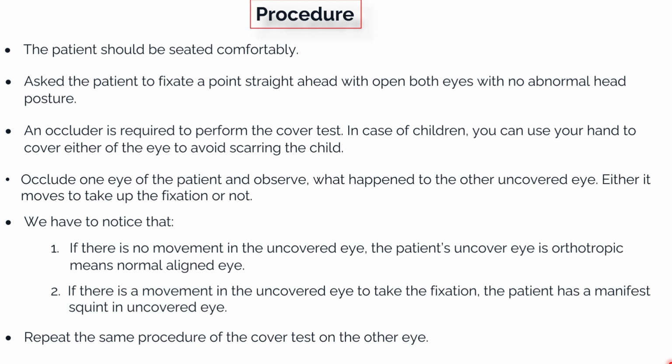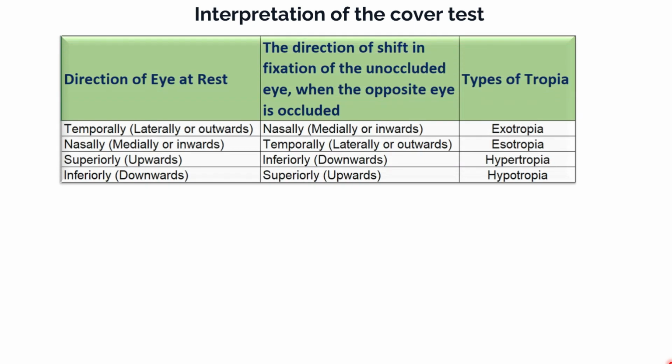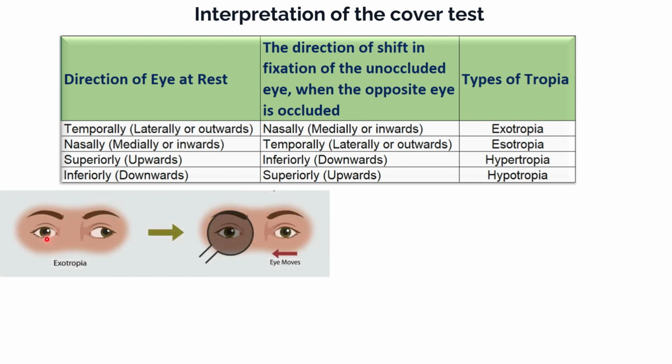Now, let's know the interpretation of the cover test. So, just assume you have a patient. So, this is case number 1. In this patient, the right eye seems the fixating eye. So, when we cover the right eye, the left eye is moving inside, towards the nose. Now, you have to remember that when any deviation is present, the patient's eye would move in the opposite direction to take the fixation.